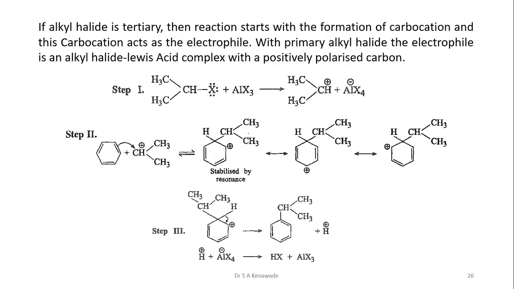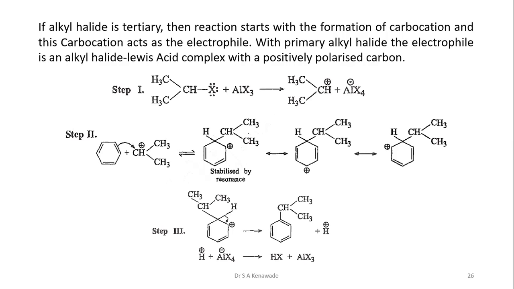Again, if the alkyl halide is tertiary, then the reaction starts with the formation of a carbocation, and this carbocation acts as the electrophile. With a primary alkyl halide, the electrophile is an alkyl halide Lewis acid complex with positive polarized charge. In the last slide, you can see the mechanism. In this case, the electrophile is alkyl halide and Lewis acid. But in this example, the carbocation forms and acts as the electrophile. Here we can use a tertiary alkyl halide because the tertiary carbocation is more stable.